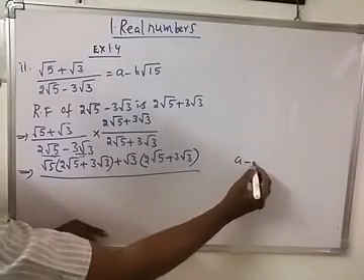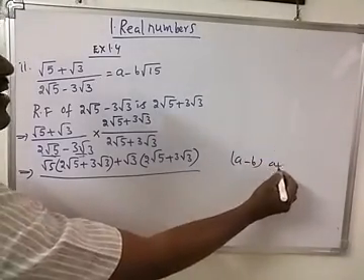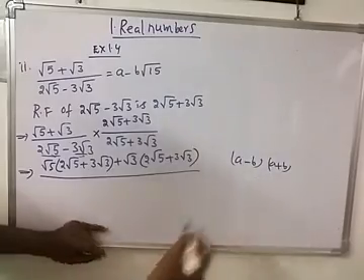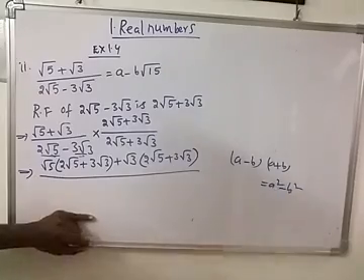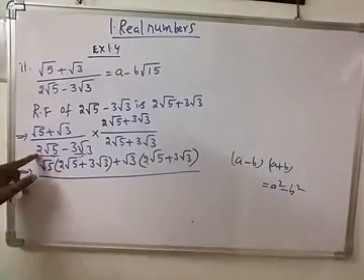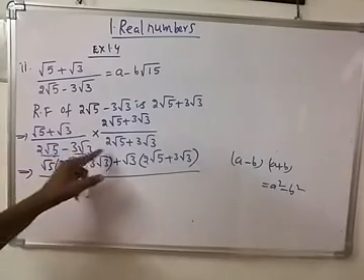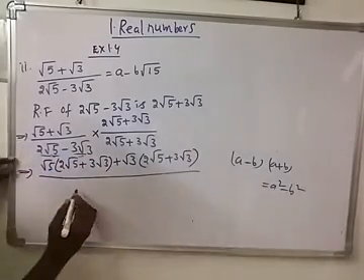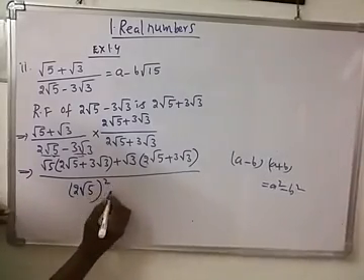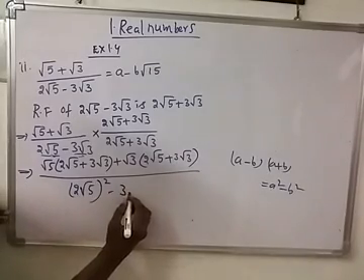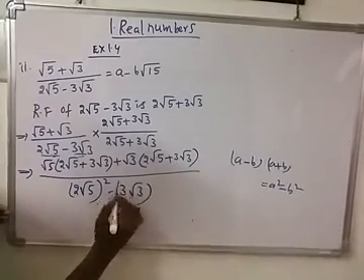We know the formula (A − B)(A + B) is equal to A² − B², where A is 2√5 and B is 3√3. So that is A², that is (2√5)², minus B², that is (3√3)².